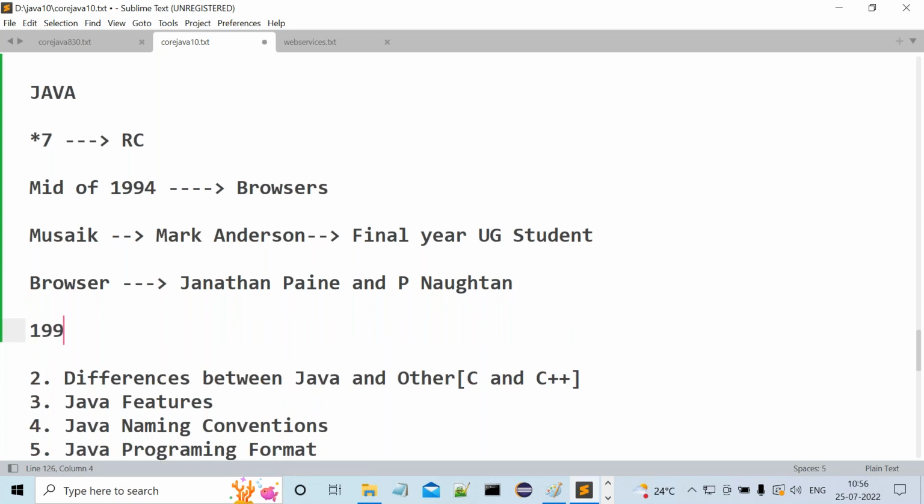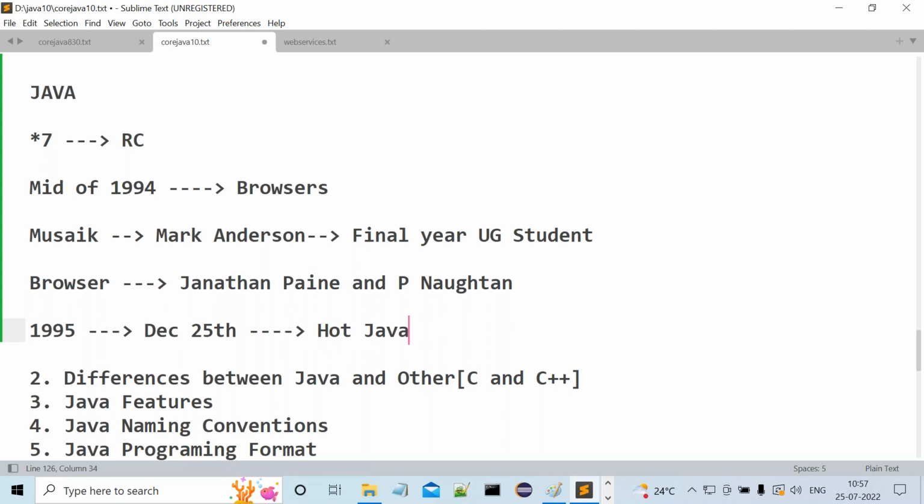At the end of 1995, we can understand clearly, on December 25th nearly. Exactly, I think so. Roughly, I'm telling. On December 25th, they prepared a browser and announced that browser to the market. December 25th, 1995, they announced a browser to the market. What is the name of this browser?